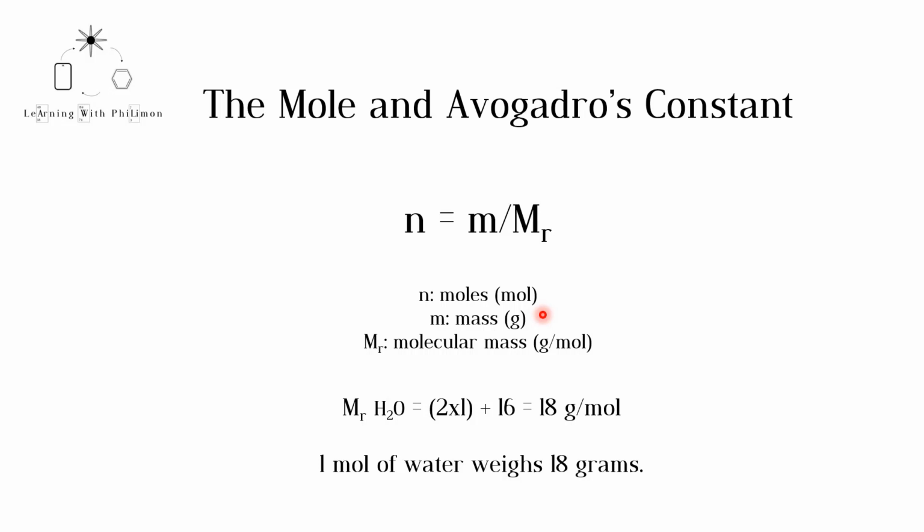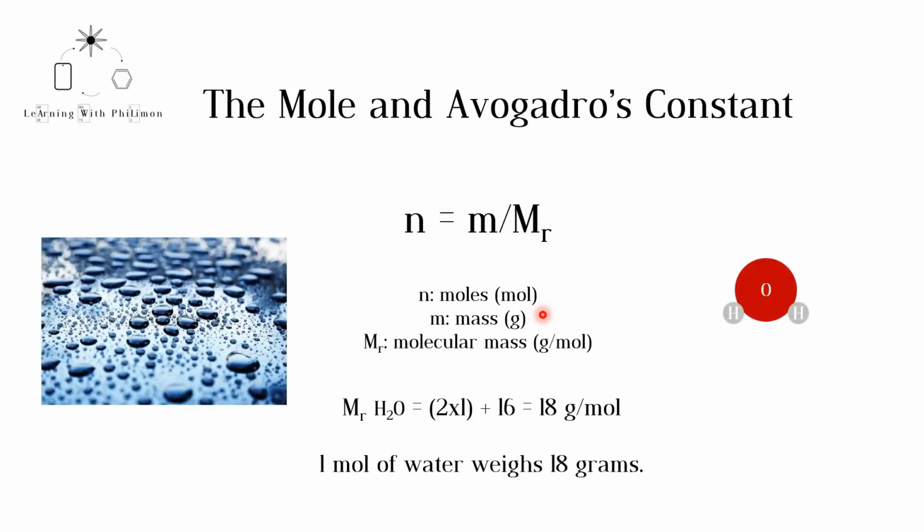For example, the molecular mass of water, H2O, is 18. The units are grams per mole. This means that if you have 1 mole, or 6.02 times 10 to the 23 water molecules, they would weigh 18 grams. This is approximately 18 milliliters of water.